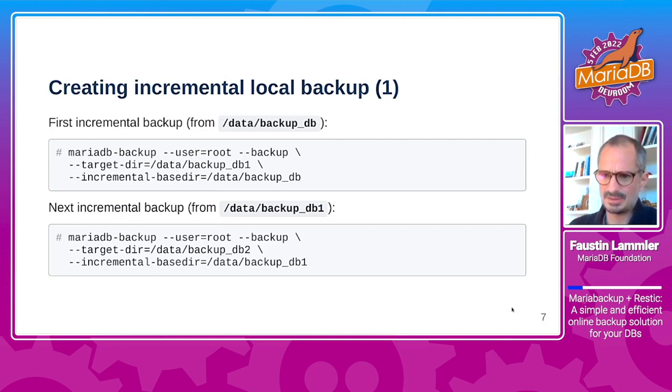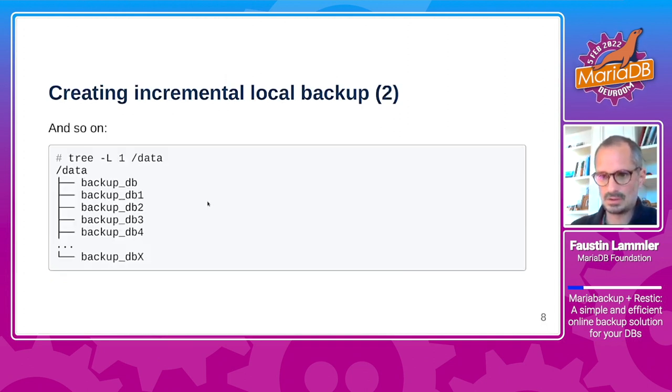And the next incremental backup is just going to be the exact same logic. So you will just give to your command the previous incremental backup. So this is more or less what your incremental backups would look like. Backup DB being the normal full first backup. Backup DB1 and so on would be all the increments between your backups.